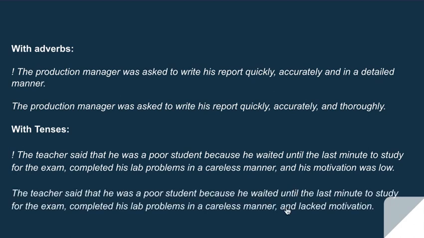All right, here's one way to do that. The teacher said that he was a poor student because he waited until the last minute to study for the exam, completed his lab problems in a careless manner, and lacked motivation. Here, he started with a past tense and another past tense, and it went on to a different path, describing a noun this way, whereas you could write it this way: waited, completed, and lacked motivation.